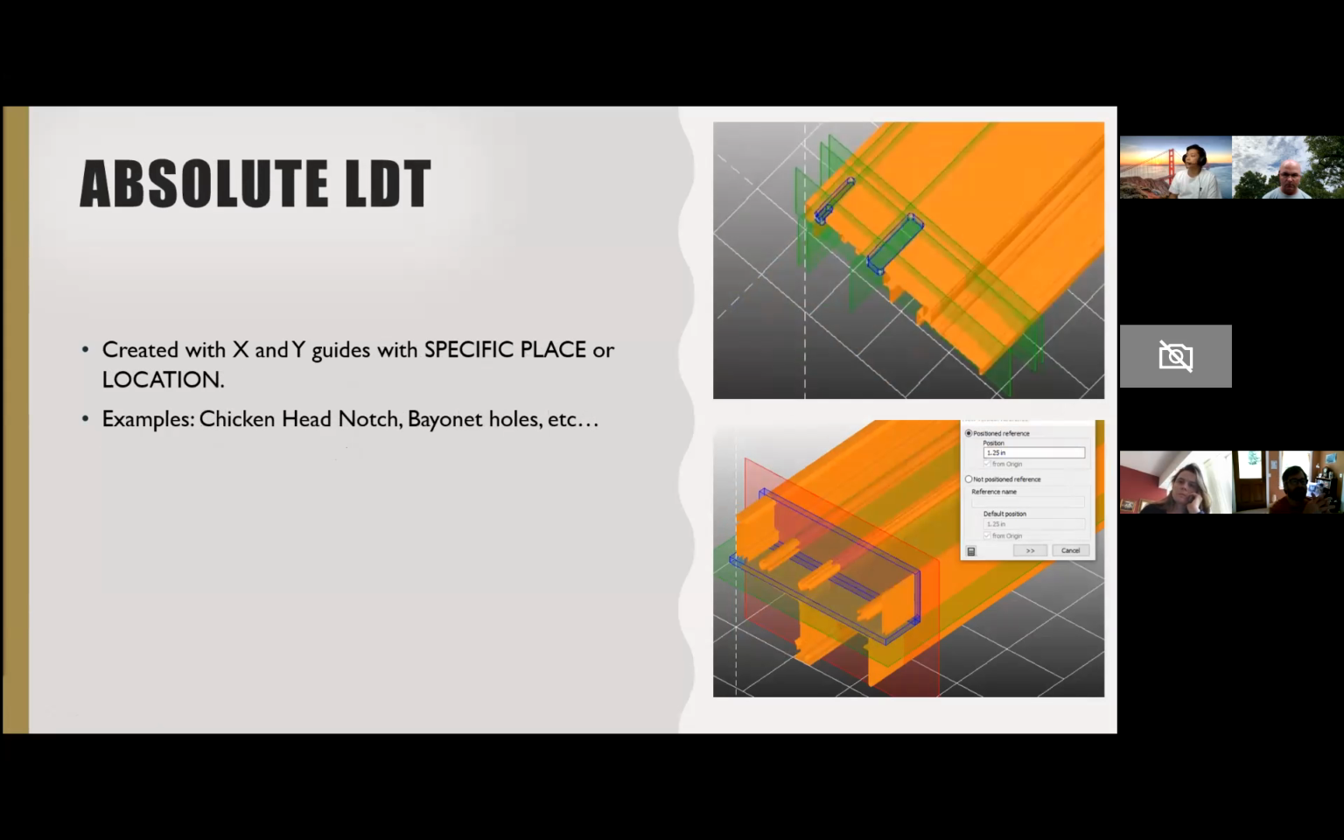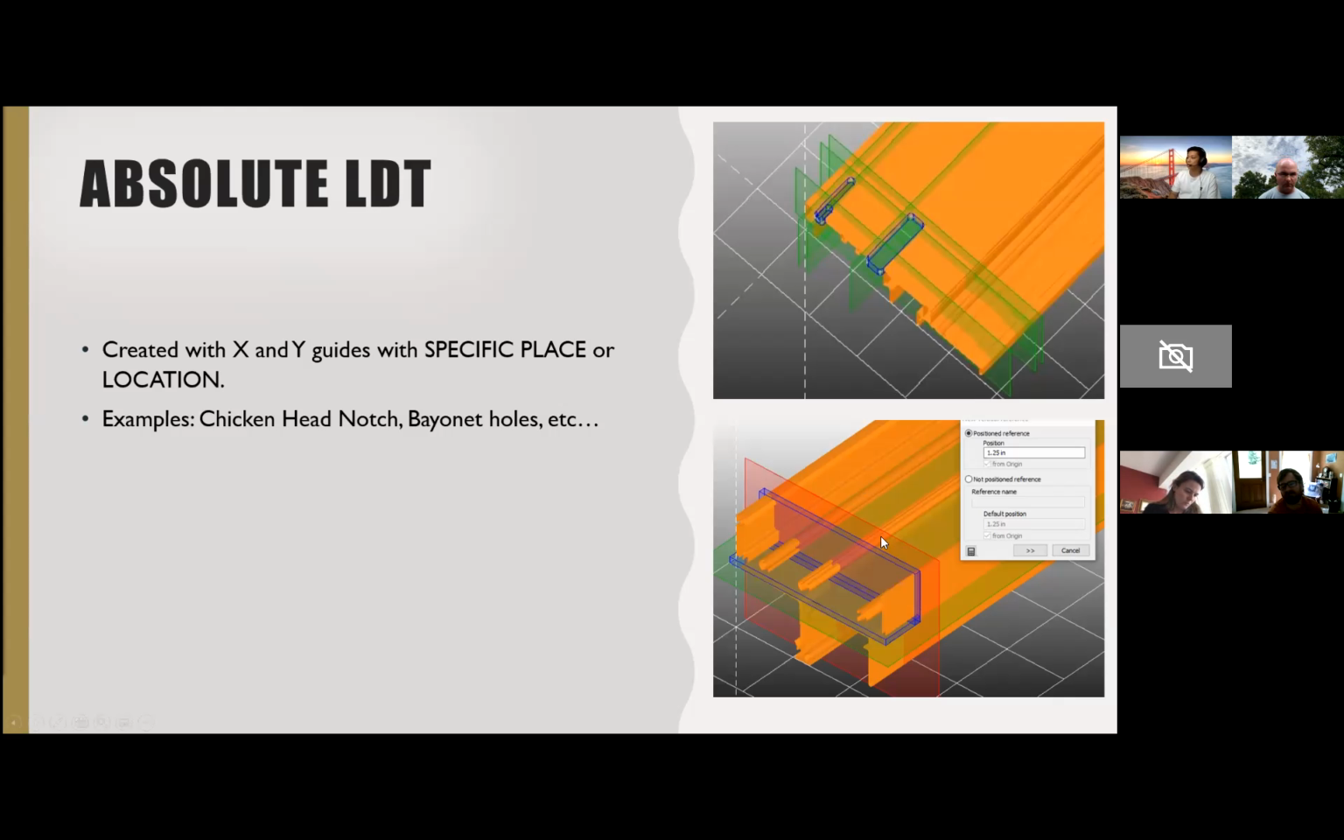Absolute LDT is a machining that is created at a specific plane or location on the workpiece. For example, a chicken head notch only happens on the end, on the bottom of the vert, or bayonet holes are always on the top of the vertical. Or certain things like notches, like the head member notch to clear the vertical, as you can see in the lower right corner. Those only happen at one end or certain location of the part or the workpiece.